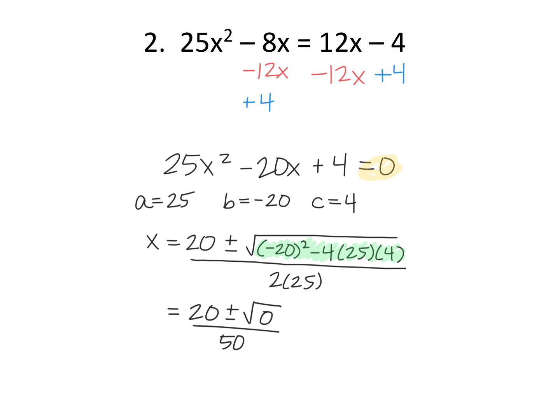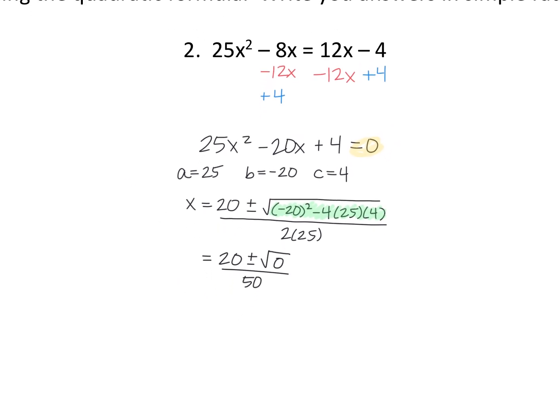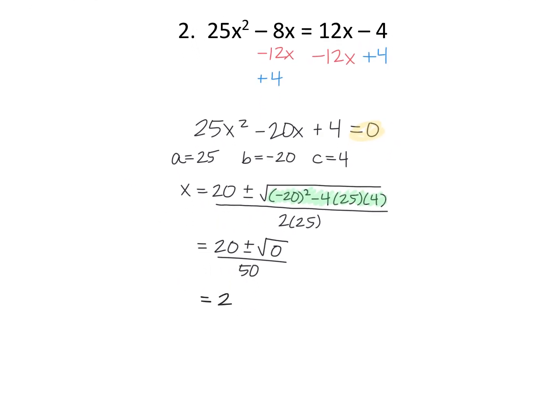You could do it in your head because 20 squared is 400. 4 times 25 times 4 is 400. Okay, we have the square root of 0. What do you think the square root of 0 is? 0. So 20 plus or minus 0. Okay, but if I do 20 plus 0, it's 20. If I do 20 minus 0, it's 20. So basically your 0 just goes away. Or you can think of it like if I do 20 plus versus 20 minus, it's the same thing. So this is just going to be 20 over 50. The plus or minus doesn't make a difference. So you're basically just canceling out your 0.